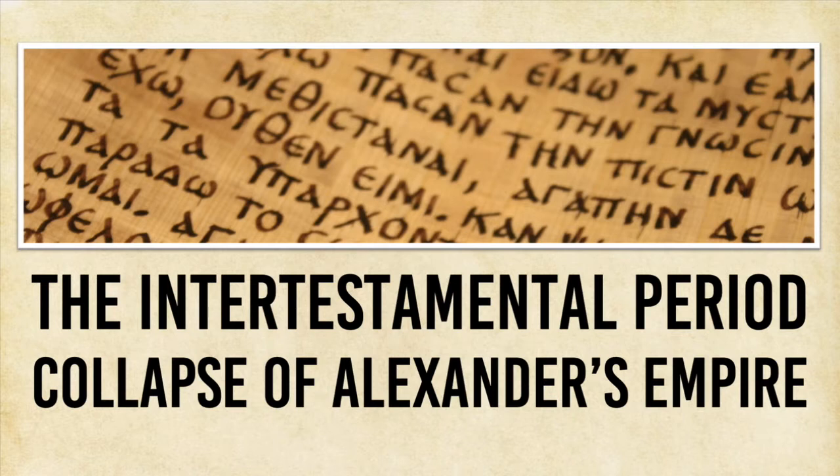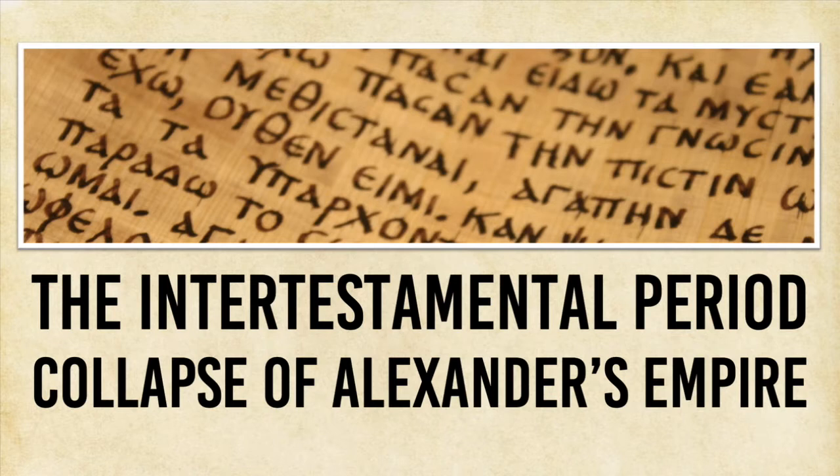Again, this is our fifth lesson this evening. We're going to be talking about the collapse of Alexander's empire. We've got a lot of historical ground to cover in these opening lessons of this series before we can get into some other things that are more topical that come out of this period. Of course, we're talking about that period of time that stretches from the end of the Old Testament to the beginning of the New Testament.